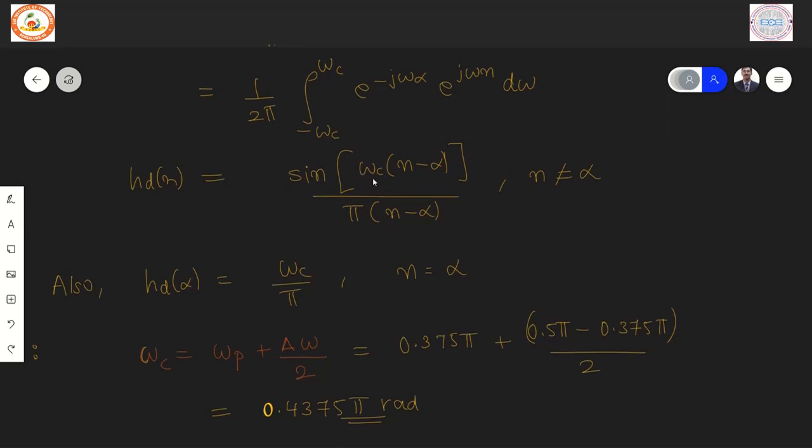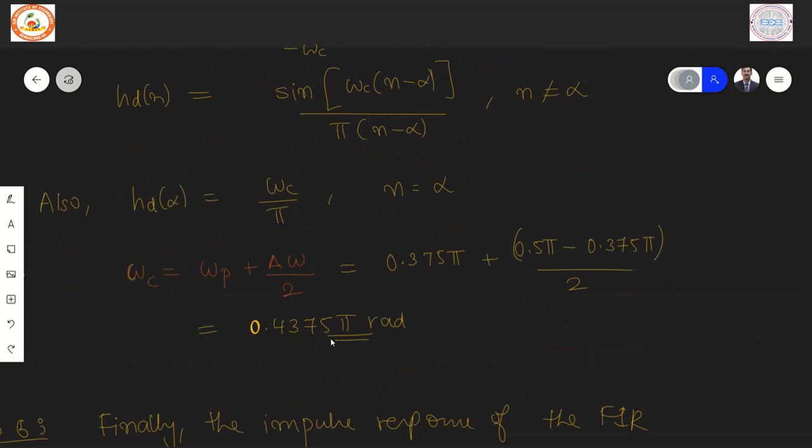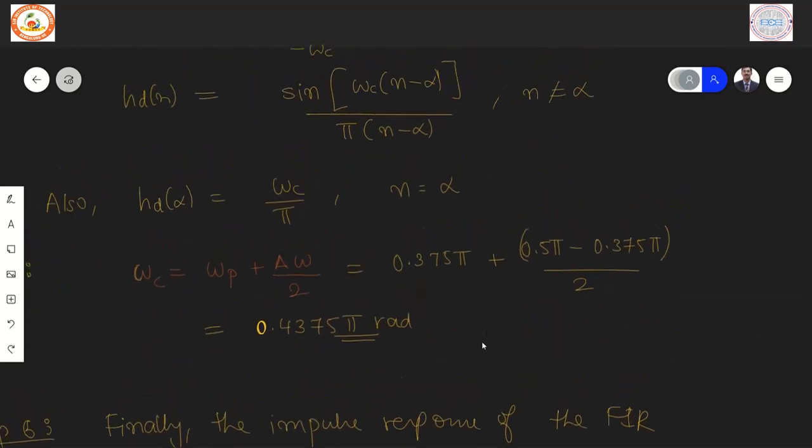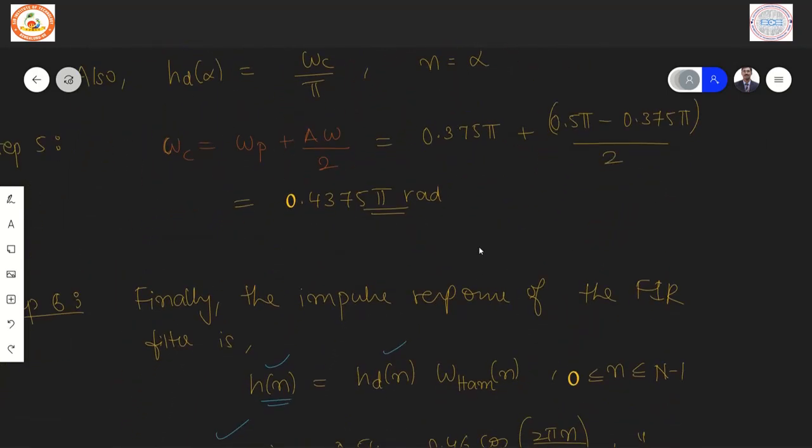Now, we are not sure about omega c, we have to calculate it. Omega c is given as omega p plus delta omega by 2. So we choose it to be in the middle of the passband and stop band, at the midpoint. We take omega p and add the transition width by 2. Therefore, we get the answer 0.4375 pi radians. So we got the omega c value and we know the order value. I think we can proceed now.